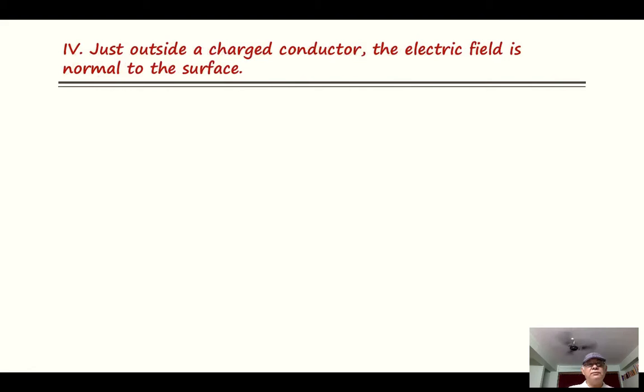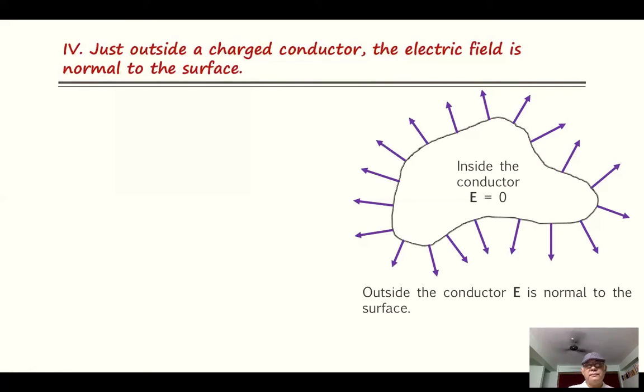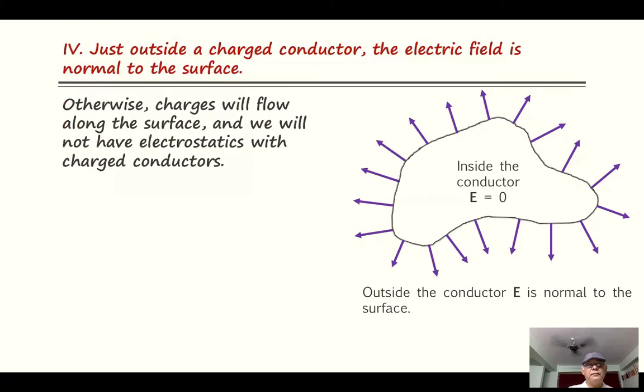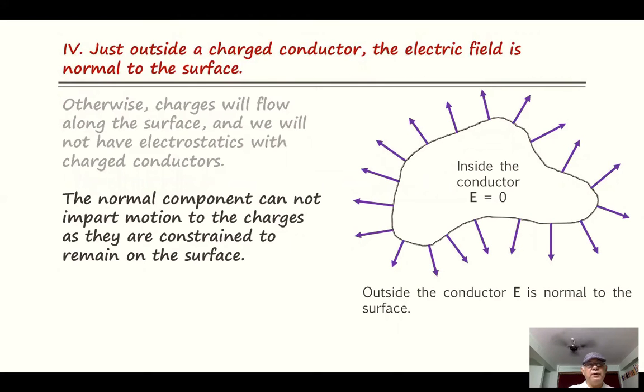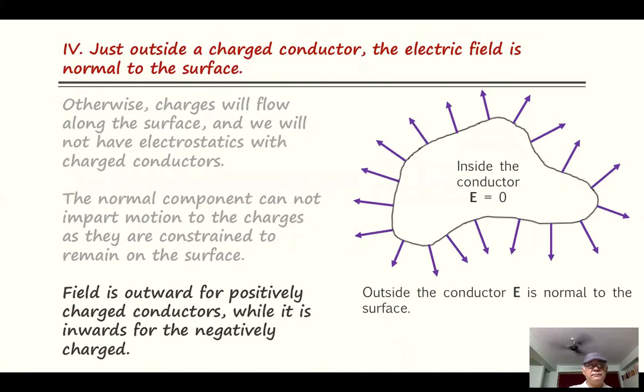Number 4, just outside a charged conductor, the electric field is normal to the surface. Otherwise, charges will flow along the surface and we would not have electrostatics with charged conductors. The normal component cannot impart motion to the charges, as the charges are constrained to remain on the surface. The field is outward for positively charged conductors, while it is inward for negatively charged ones.